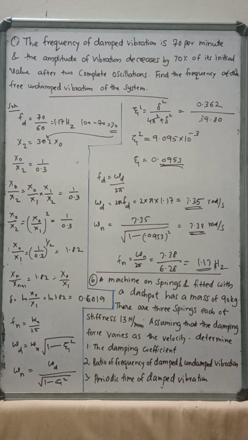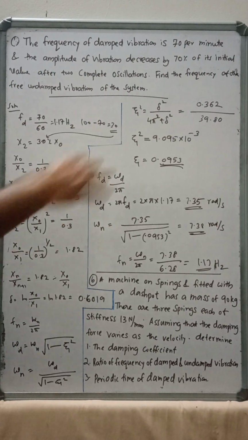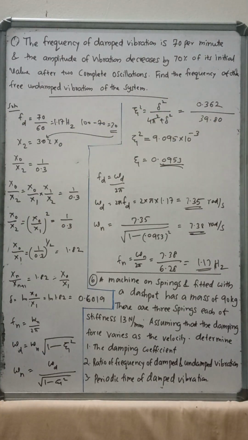So delta value 0.6019 whole square comes to 0.362. 4 pi square plus 0.362 is equal to 39.80. So from this, zeta square is equal to 9.095 into 10 raised to minus 3, and zeta is equal to the square root of that value, which is 0.0953. And similarly fd is equal to omega d divided by 2 pi.